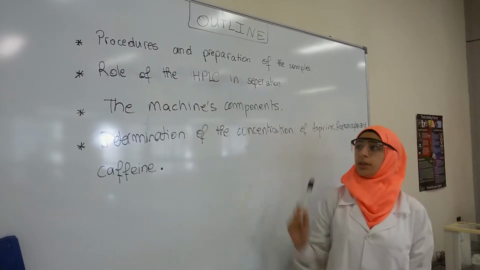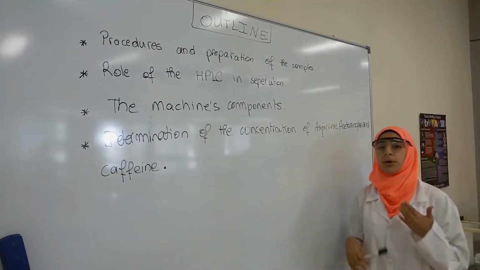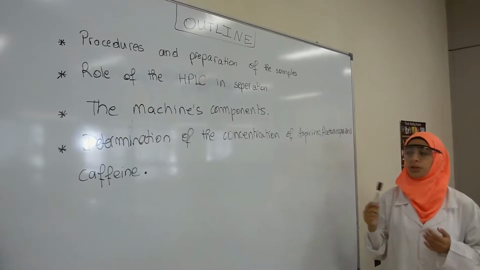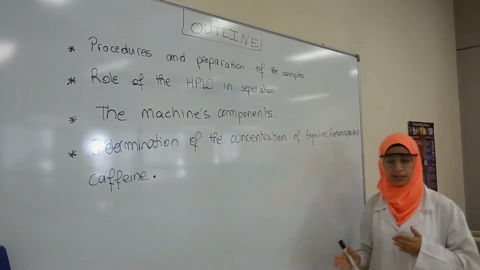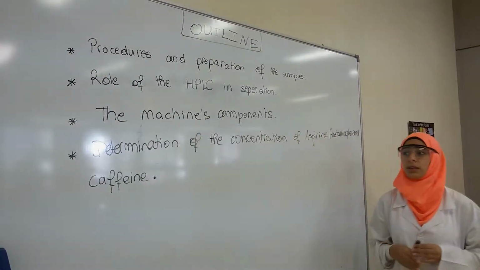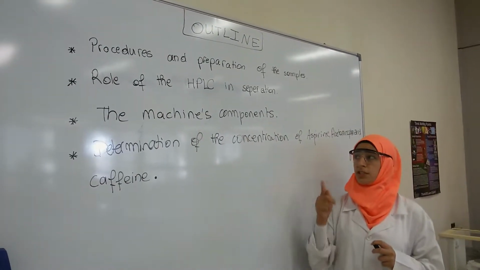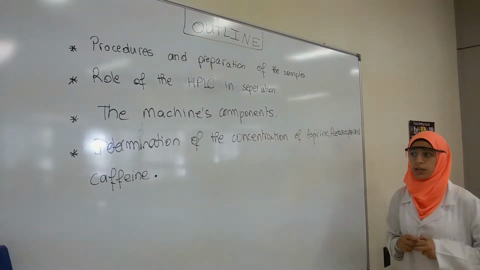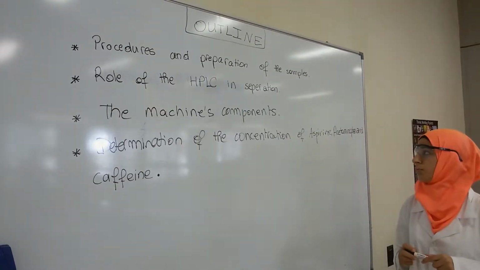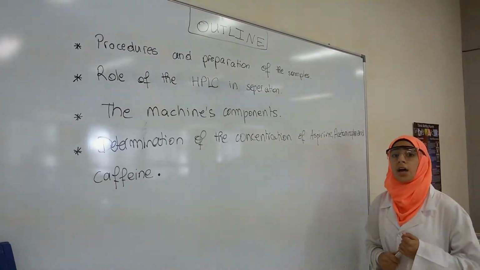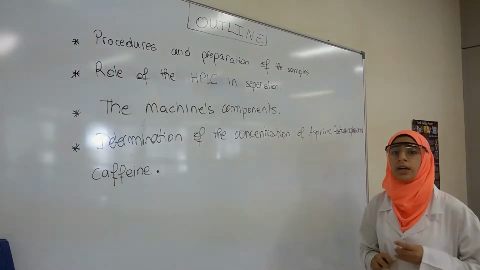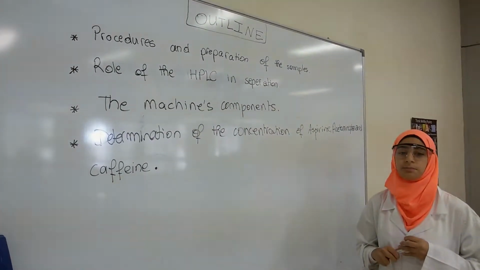So this is the outline. At the beginning we will talk about the procedures and how we prepared our samples. Then we will talk about the role of the HPLC in the separation technique. After that we will talk briefly about the machine's components. And finally, we will talk about the determination of the concentration of aspirin, acetaminophen, and caffeine after we obtain the data from the HPLC curves.